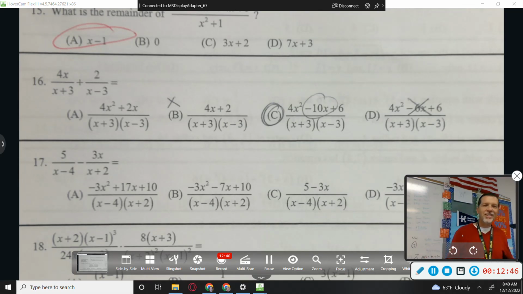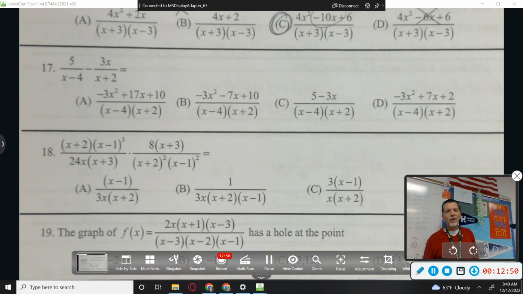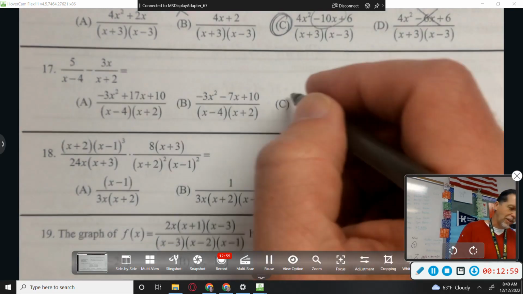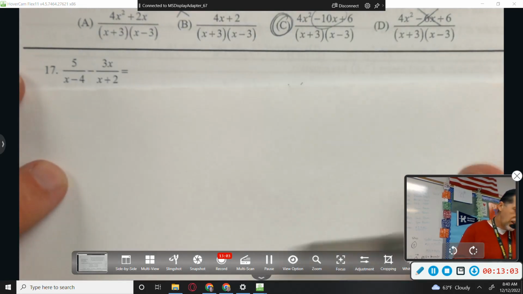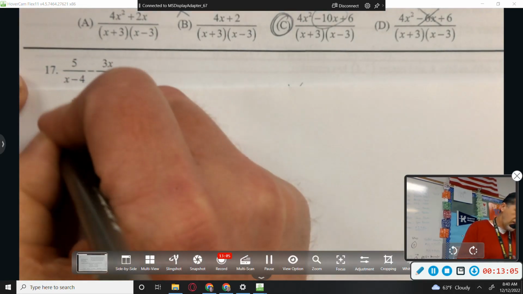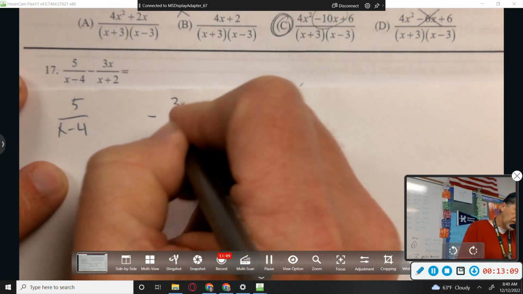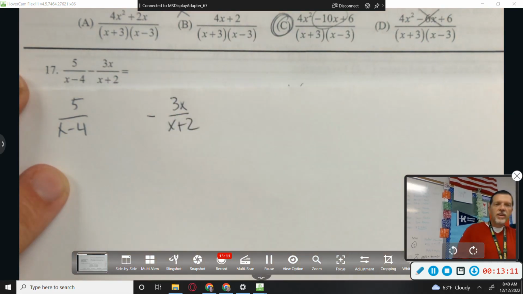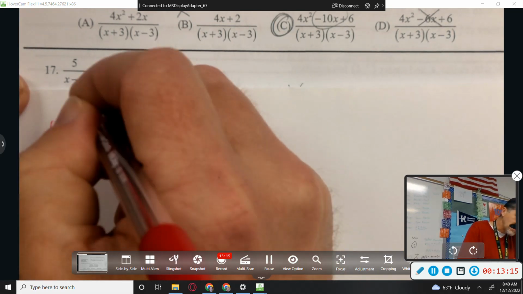Once again, look at your answer choices for 17. One of those you can throw out almost right away. Probably C. Like, I really doubt we're going to get back to just 5 minus 3x. So I'm really doubting that C is right. 5 over x minus 4 minus 3x over x plus 2. We'll save the story time this time. We just know that they need a common denominator.